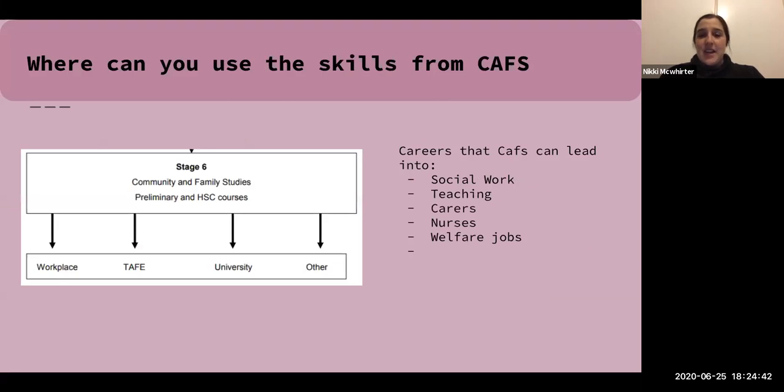Where can these skills in CAFS take you? They can take you into social work, teaching, caring, nursing, and welfare jobs. The list is endless. It is an ATAR subject, so it can take you into university, and into TAFE, because some of those careers have TAFE as an educational option, and into the workplace to apply these skills. All CAFS skills are real life. All our examples are real life. It's very easy to remember, because you can use what you hear on the news and in daily life, and apply it to the Community and Family Studies content.